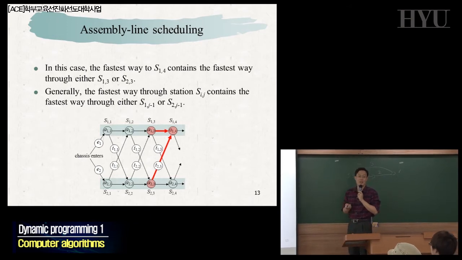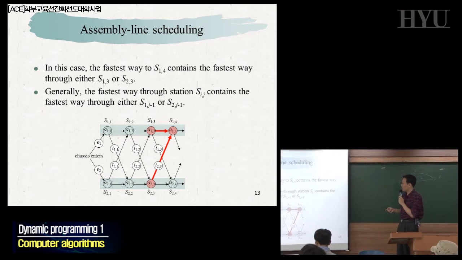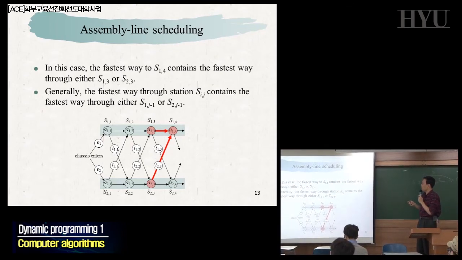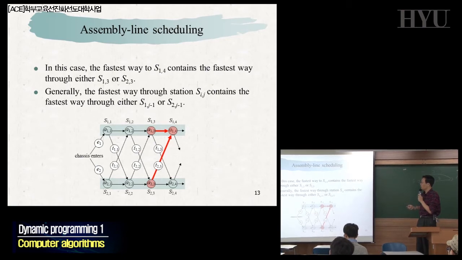We can use this fact in our problem. That is, the fastest way to S14 contains the fastest way through either S13 or S23. That is, the fastest way to this station is either the fastest way to this station and this edge, or the fastest path to this station and this edge.